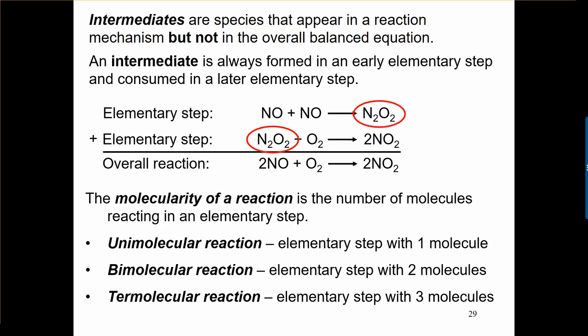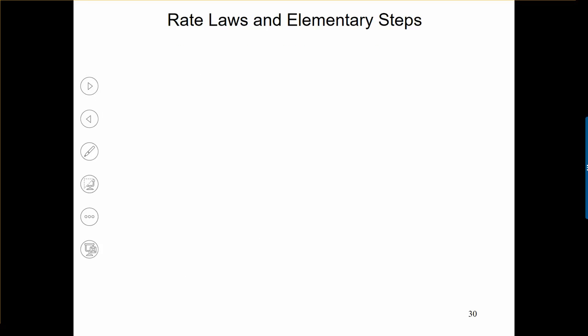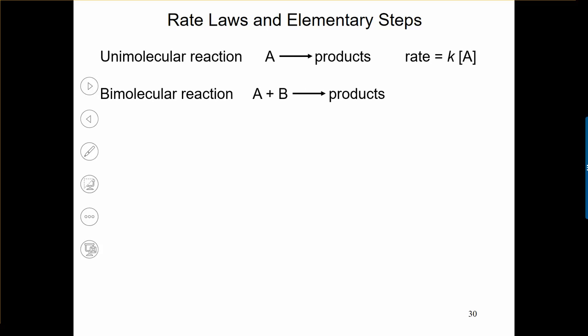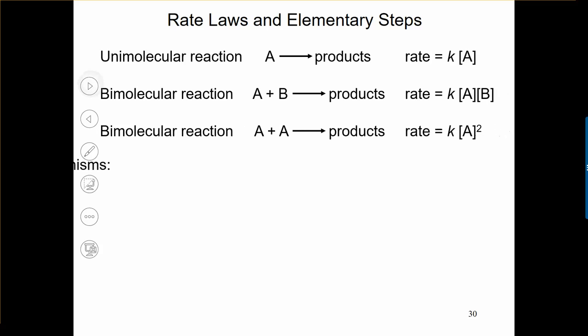If it's unimolecular, it has one step with one molecule; bimolecular has two molecules; trimolecular, you have three molecules. And those intermediates. We're actually not going to do a lot with these, so I don't want to spend a lot of time on them.